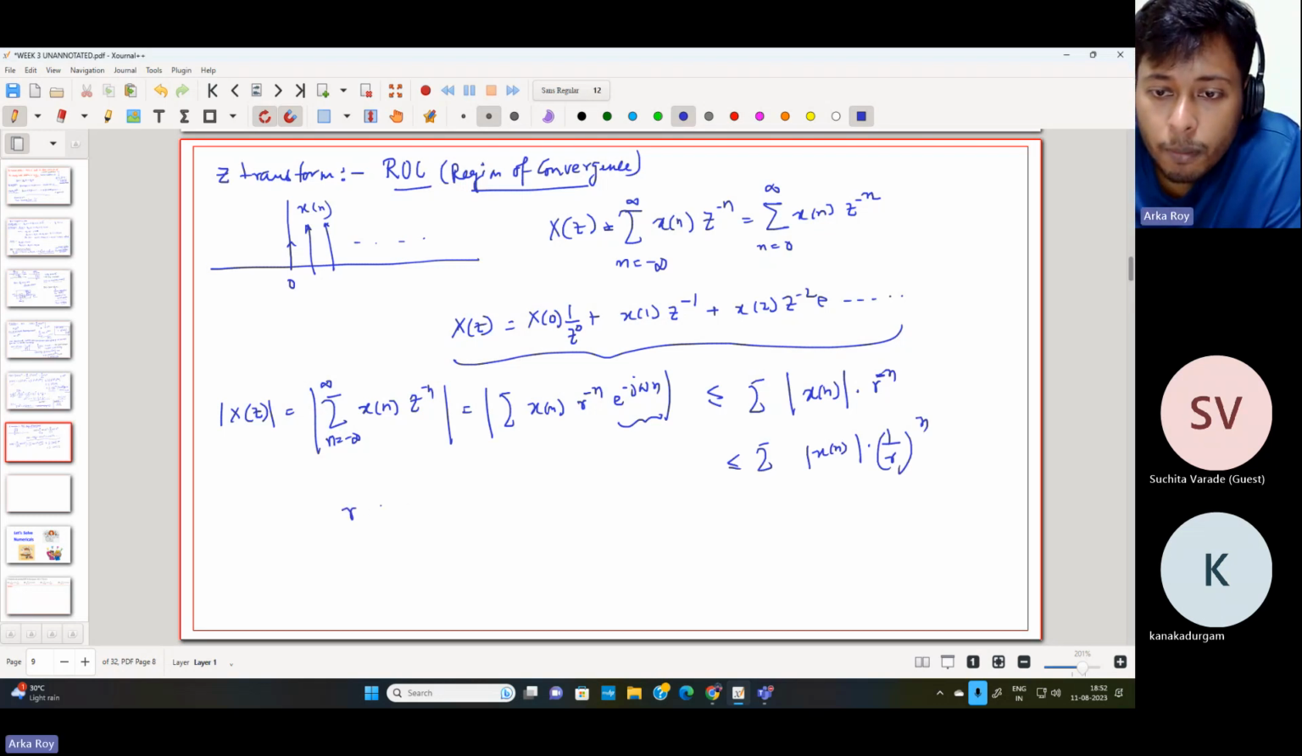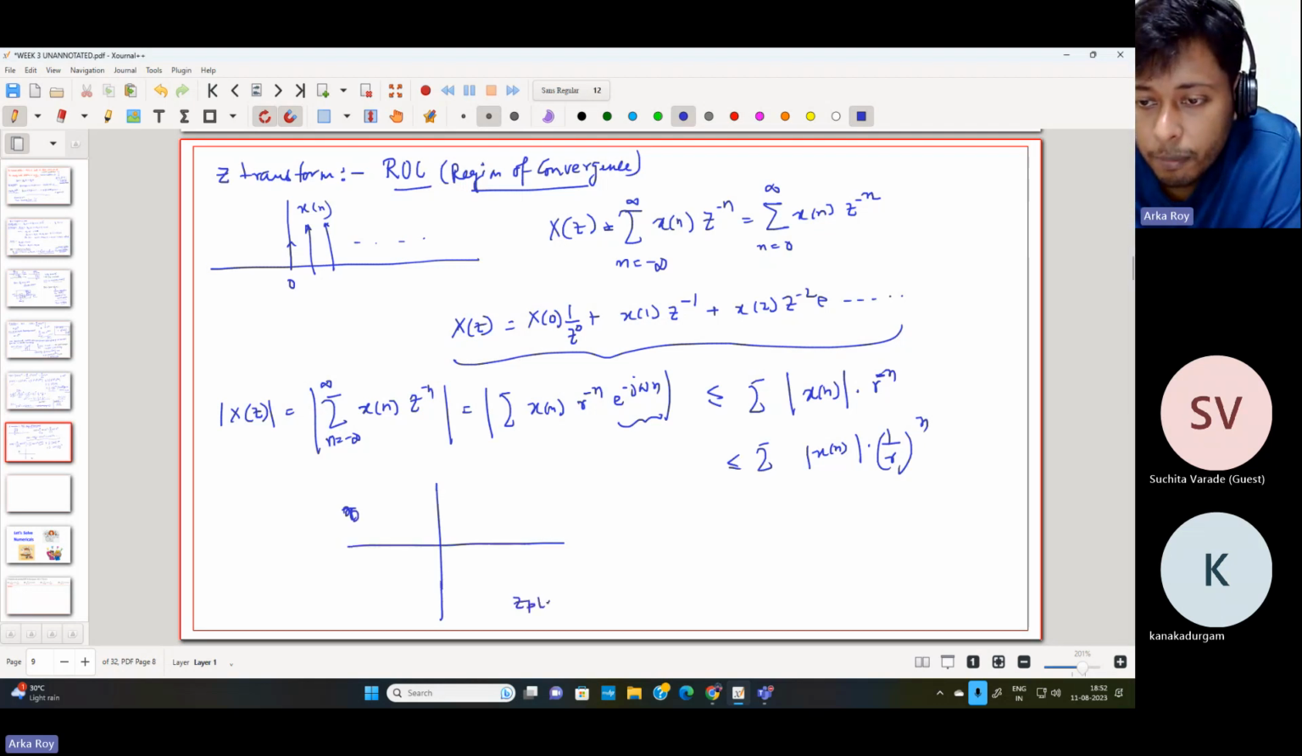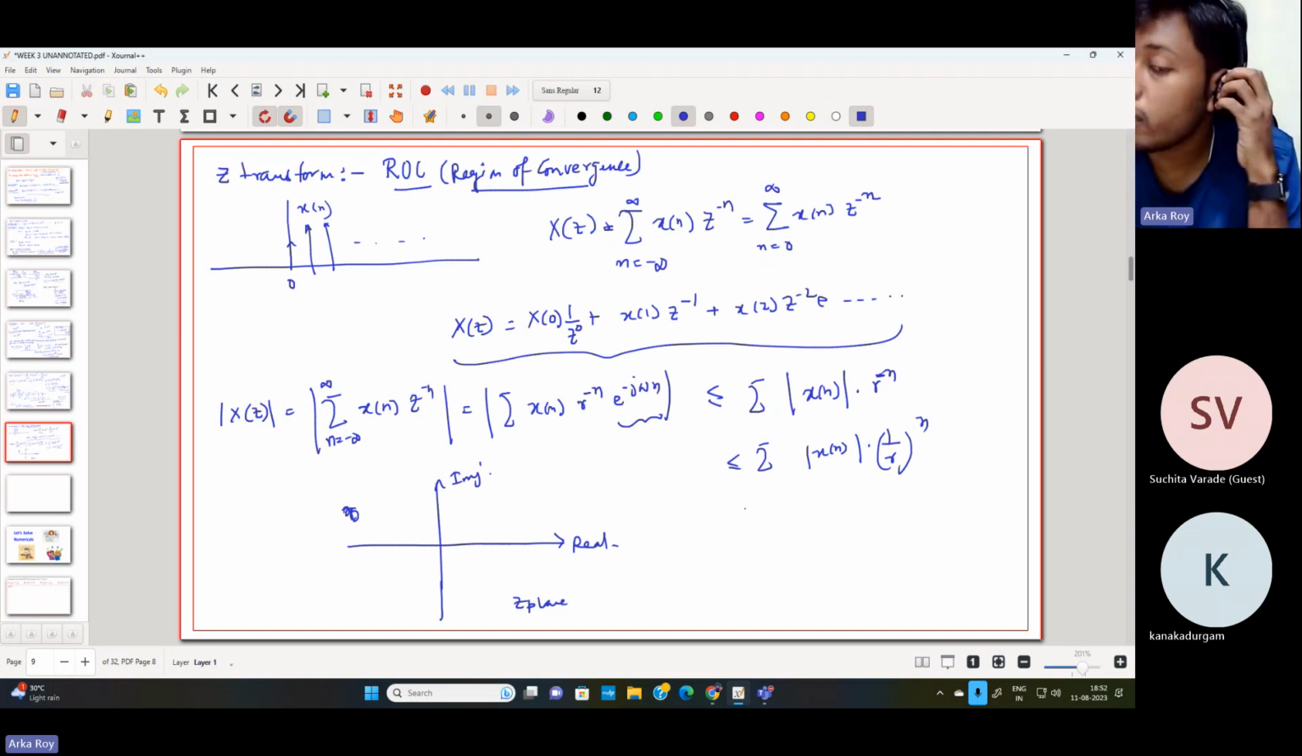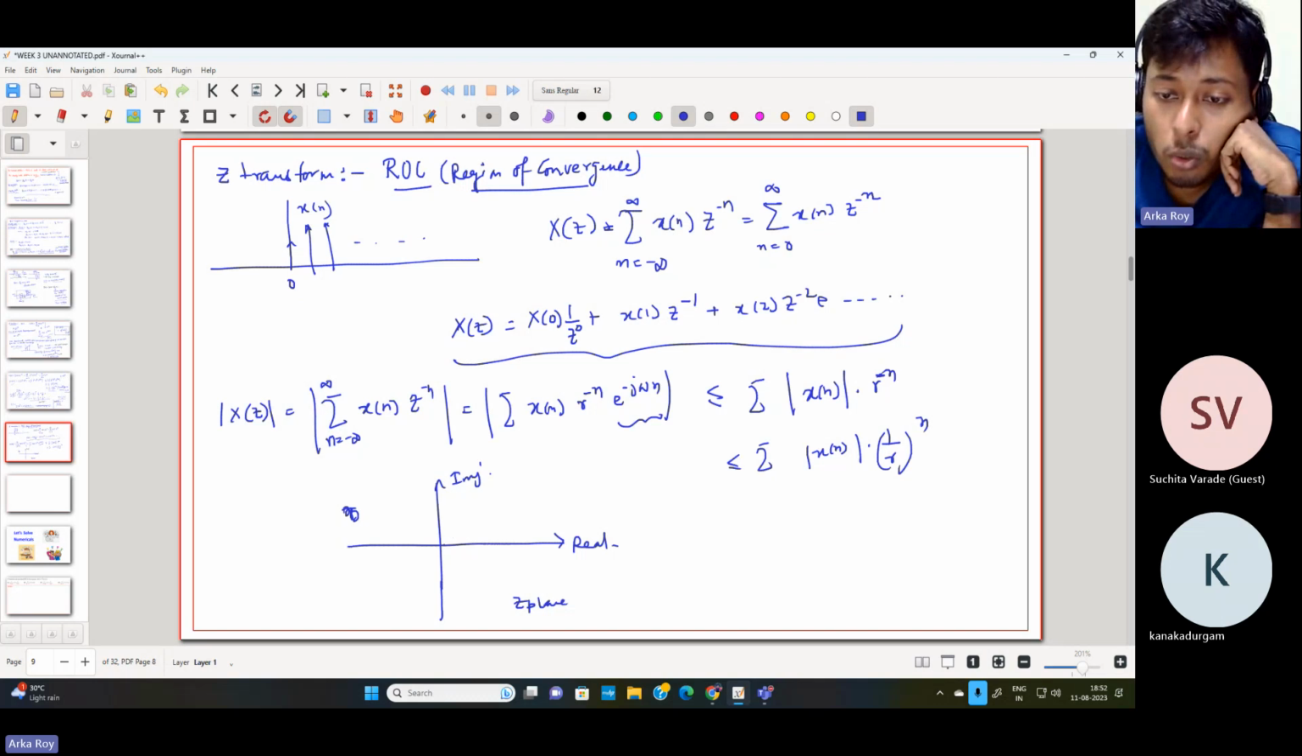Now this is the z plane. This is the real axis and this is the imaginary axis. The real and imaginary axes will basically create the contours. So for a particular z, I will have some set of contours, and there will be a particular contour for z equals to 1 times e to the power j omega. This will be called the unit circle. So let us consider this is the unit circle.